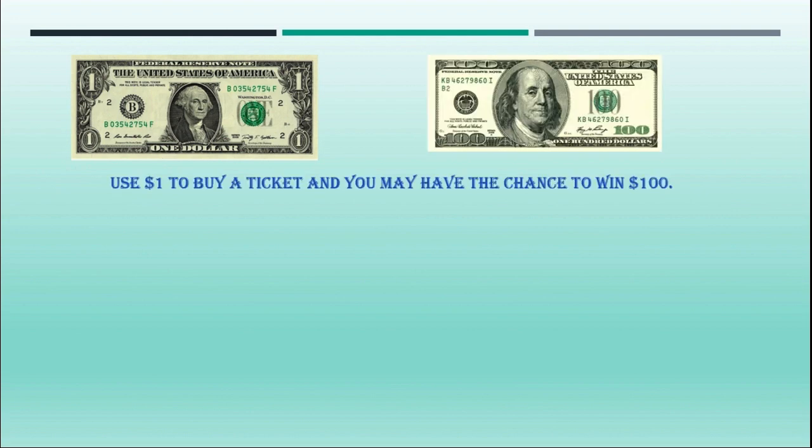Let's do a small game. Use $1 to buy a ticket, and you may have the chance to win $100. The chance to win the $100 is 1 over 101. Let x be the winning. We only have two outcomes of this game. Either you win the $100 or you do not win the $100.